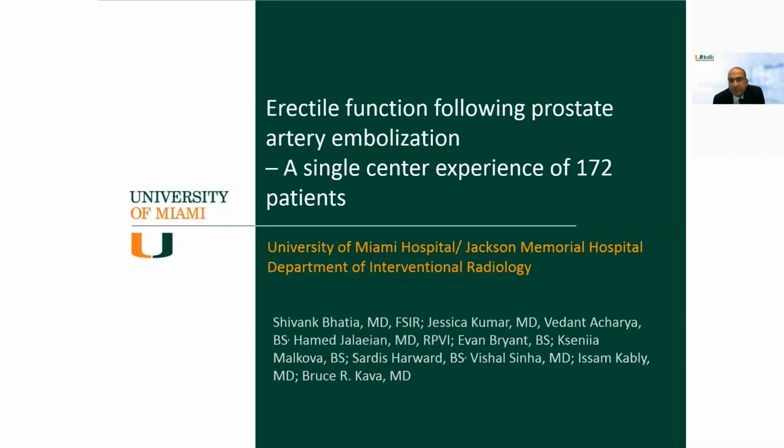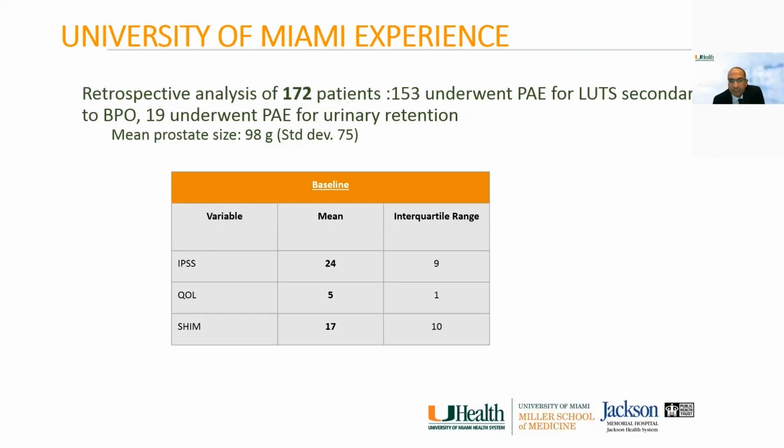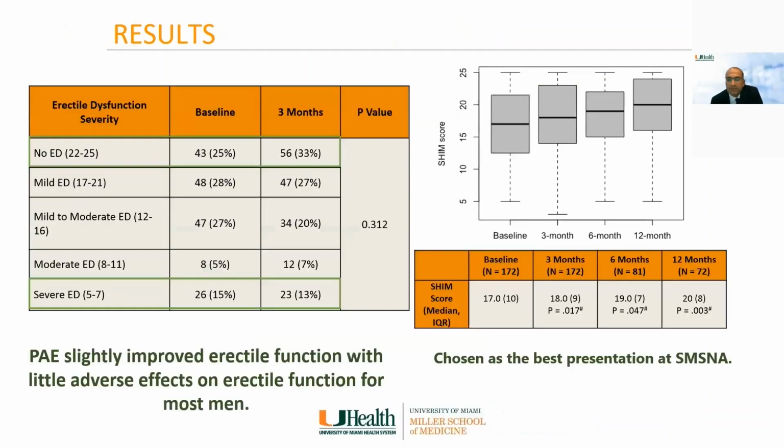So, erectile function following prostate artery embolization, single center experience of 172 patients. 153 patients were treated for benign prostatic obstruction and 19 for urinary retention. And we found again the same finding as I discussed before, that baseline SHIM score was 17. At 3 months, the average was 18, 6 months was 19, and 12 months was 20. So we found actually sustained improvement in the erectile function post PAE.